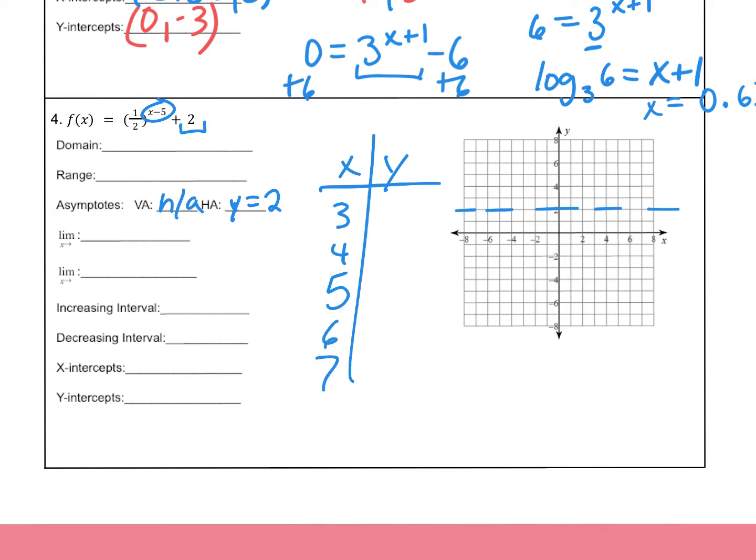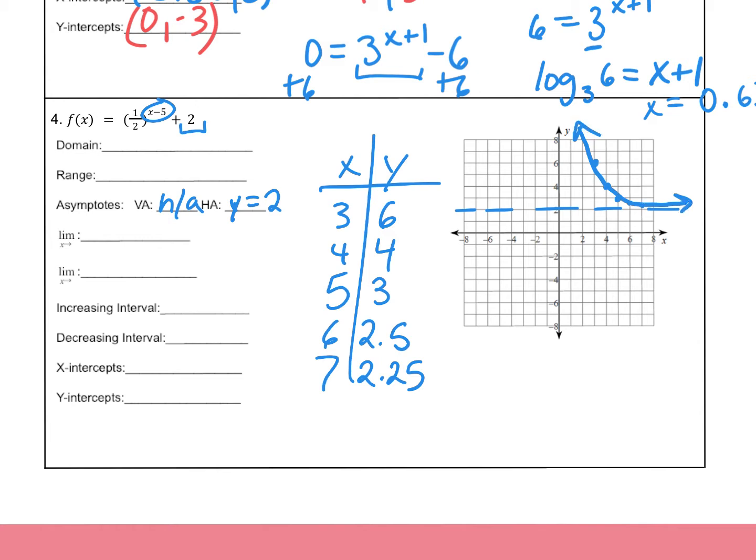Plug them in, and when I plug these in with my calculator, I should get 6, 4, 3, 2.5, and 2.25. I go and I plot these, so 3, 6, 4, 4, 5, 3, 6, 2.5, and 7, 2.25.